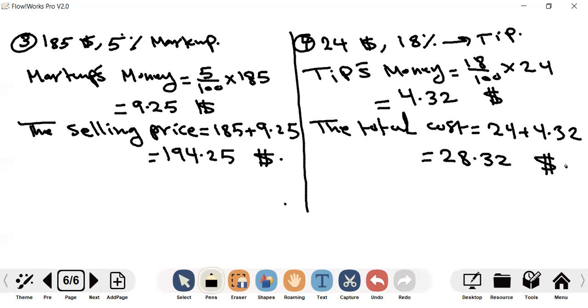Last question in your homework. Round what, yeah, mister? It is already rounded. 32, these are the cents.